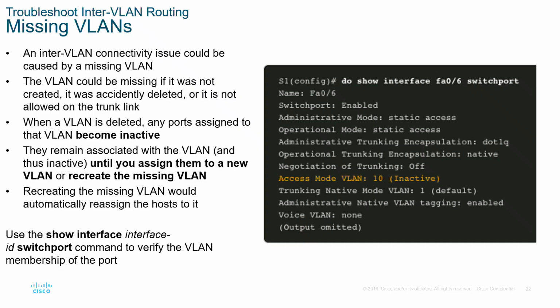So an inter-VLAN connectivity issue could be caused by a missing VLAN. The VLAN could be missing if it was not created, it was accidentally deleted, or it is not allowed on the trunk link. When a VLAN is deleted, remember, any ports assigned to that VLAN become inactive. So you need to move the ports out of the VLAN before you delete it. So right here you see that VLAN 10 is indeed inactive. Recreating the missing VLAN would automatically reassign the host to that VLAN. You're going to use the show interface ID switchport command in order to verify the VLAN membership of that port.